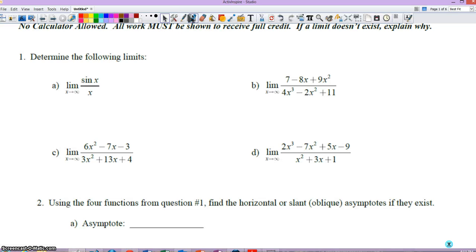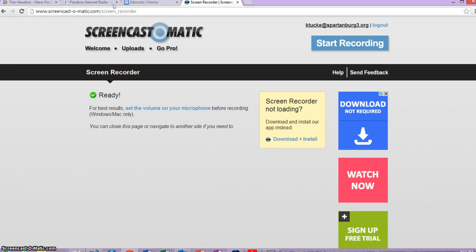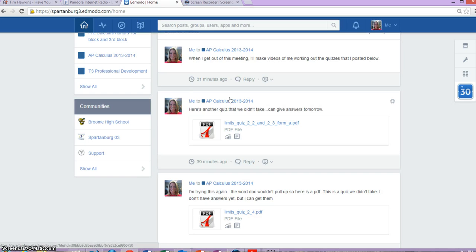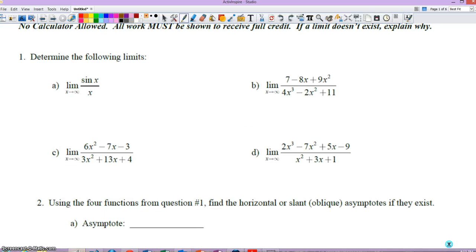Guys, I'm going to work through this quiz, so hopefully it'll help you as you prepare for your test tomorrow. This is the first quiz that I posted, the 2-2 and 2-3 quiz that we did not do.